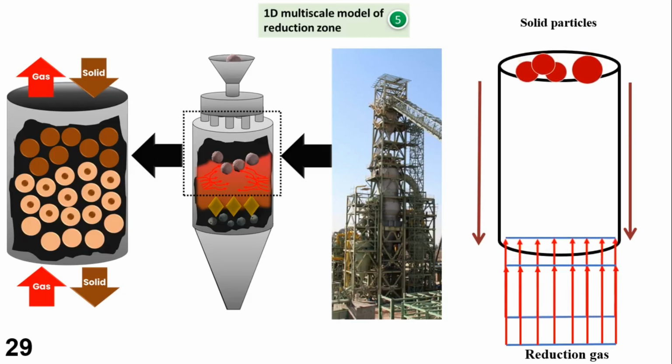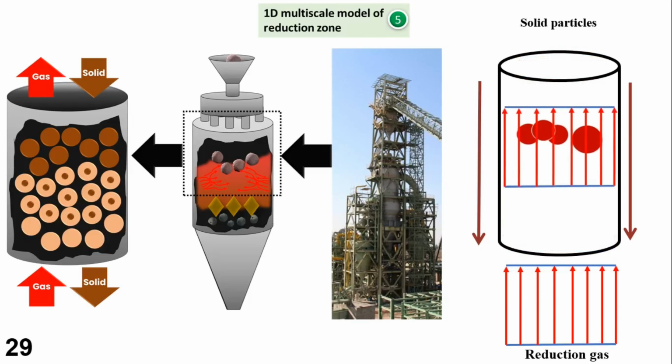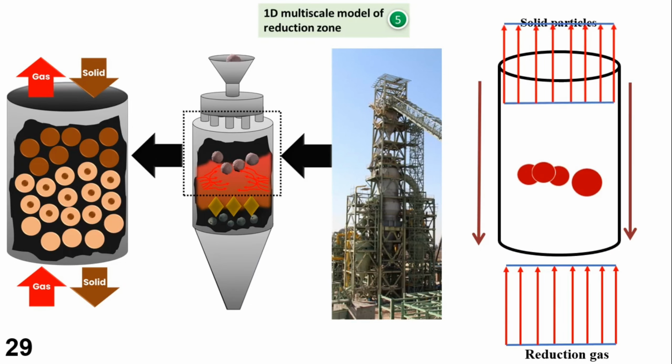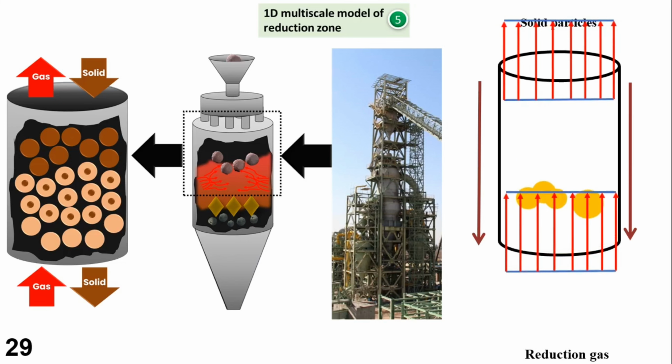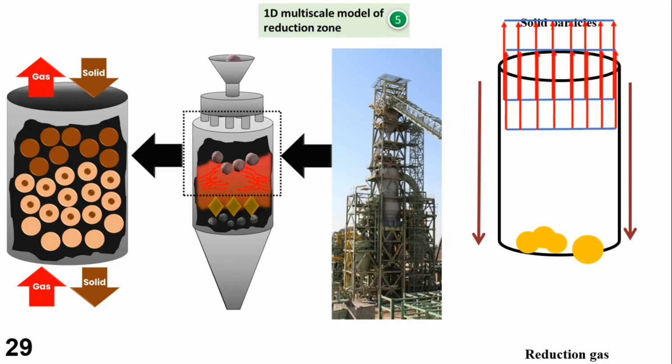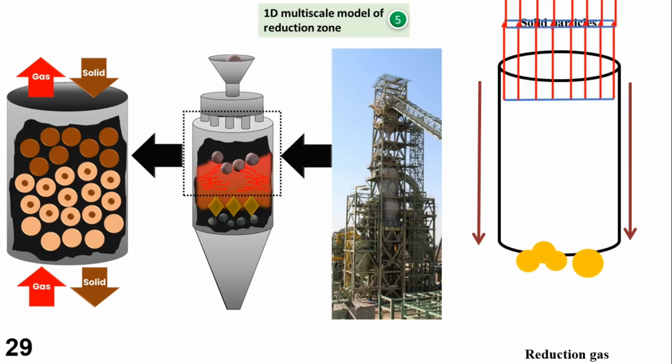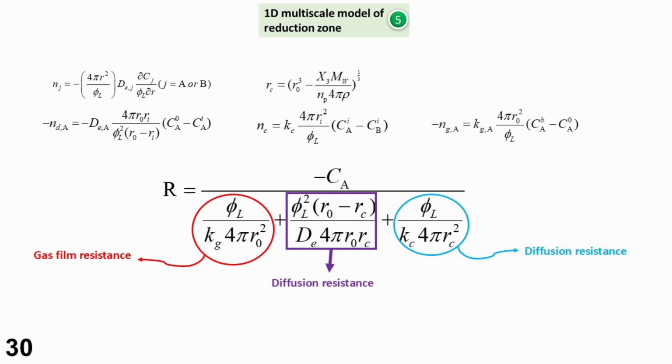In the fifth model, we simulated the reduction zone of an industrial shaft furnace. As shown, gas flows as a plug from the bottom and solid particles move from the top. A key part of our study was examining the effect of shape, previously only studied by Kang. We used the Kang reaction rate for the first time in a shaft furnace simulation.